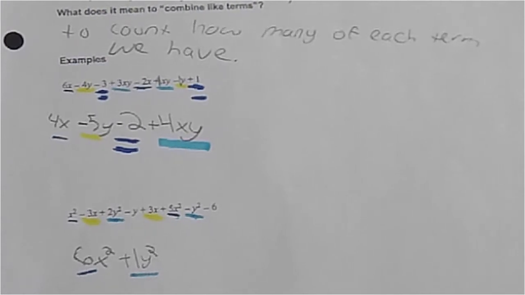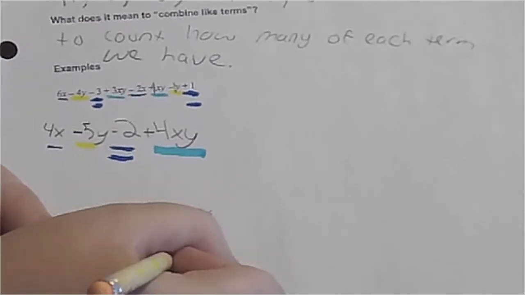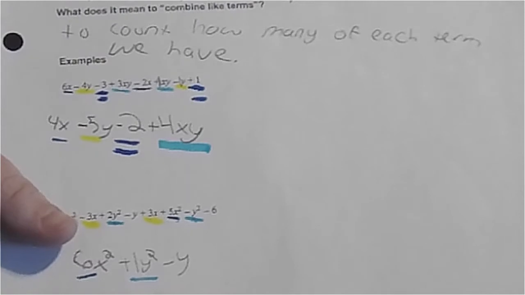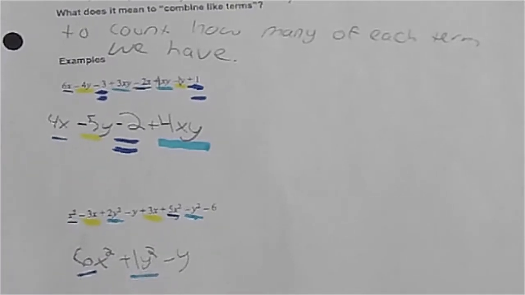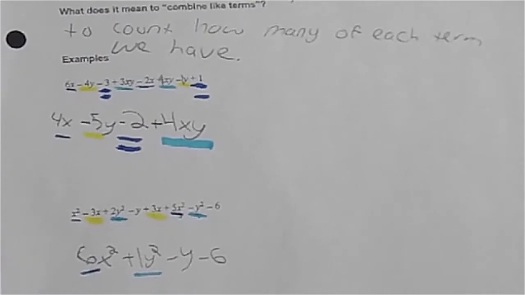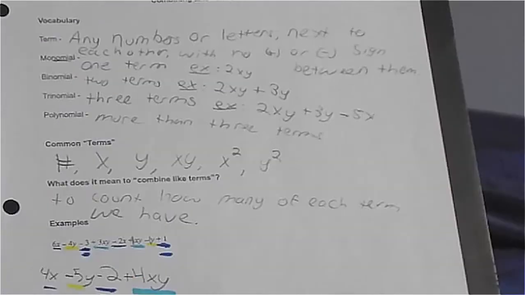And next, I have this minus y term, and it's a y, so if I look, I don't have any more just y's. So it has no one to combine with, and when there's no one to combine with, you just write it. So there's a minus y, and then I have this minus 6, and again, there's nothing for the minus 6 to combine with. So at the end, we just write minus 6. And now our long expression has been combined into a shorter one with all of our like terms combined.